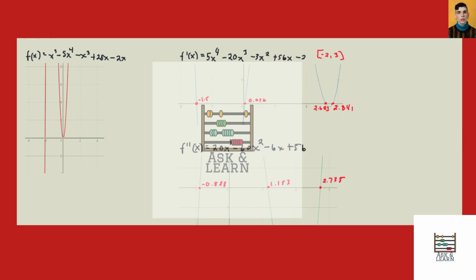So we want to produce the graph of f of x is equal to x to the fifth minus x to the fourth minus x cubed plus 28x squared minus x. And in particular, we want to use the graphs of f prime and f double prime to estimate our intervals where the function is decreasing and increasing, any extreme values, intervals of concavity, and inflection points.